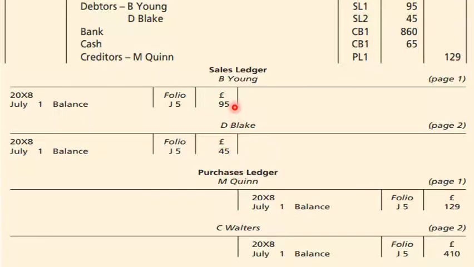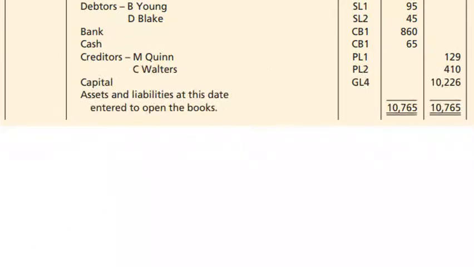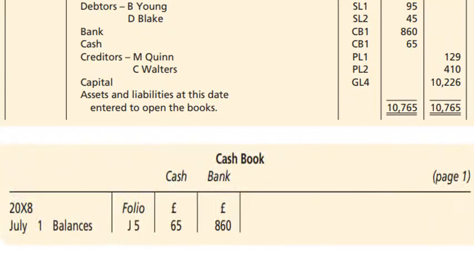So now we started with the general ledger. We recorded all the fixed assets, right? Then we moved to sales ledger. We recorded all the debtors. Then the purchases ledger, we recorded all the creditors. Now we'll go to the cash book to record these 2. So the cash book is going to have, 2-column cash book. The cash side is going to have a debit of 65, and the bank side is going to have a debit of 860. Okay, so that's how to do it.